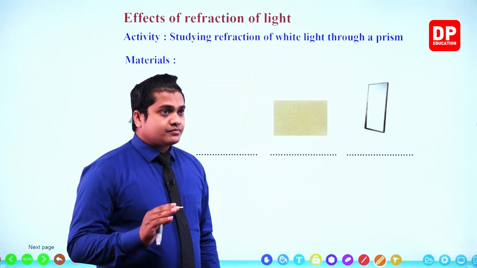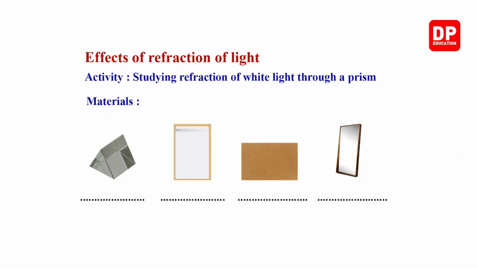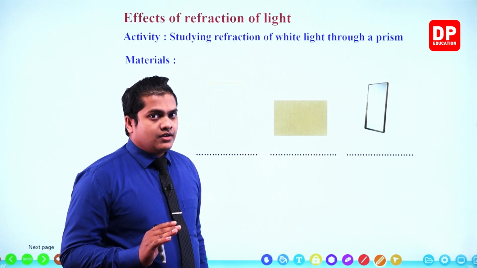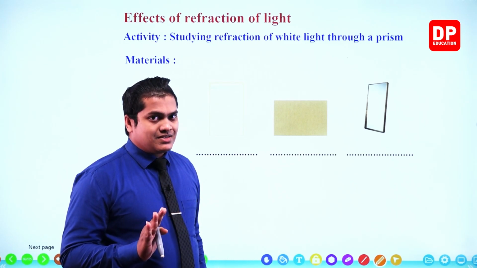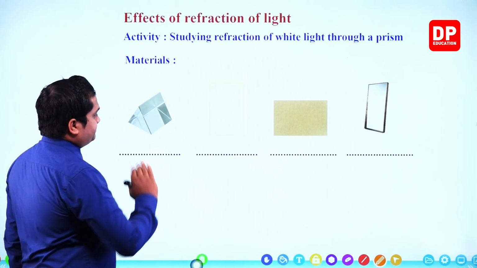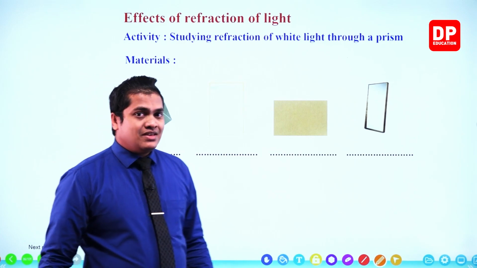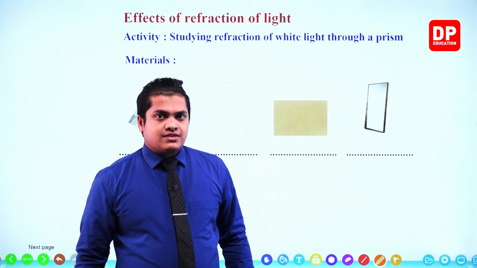Actually here an activity is given. Now within this activity, my dear children, we are going to find out how the refraction of white light is going to happen through a prism. Alright? Refraction of light which is going to occur through a prism. So this is a prism. This prism is made with glass.